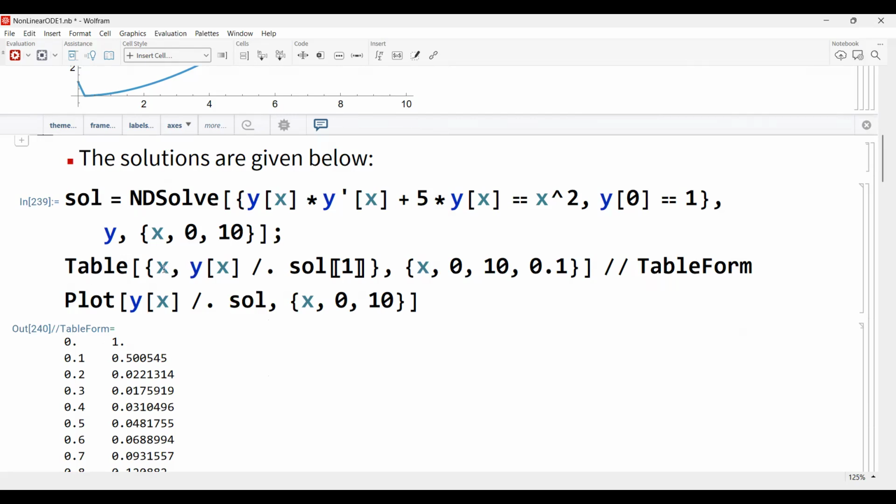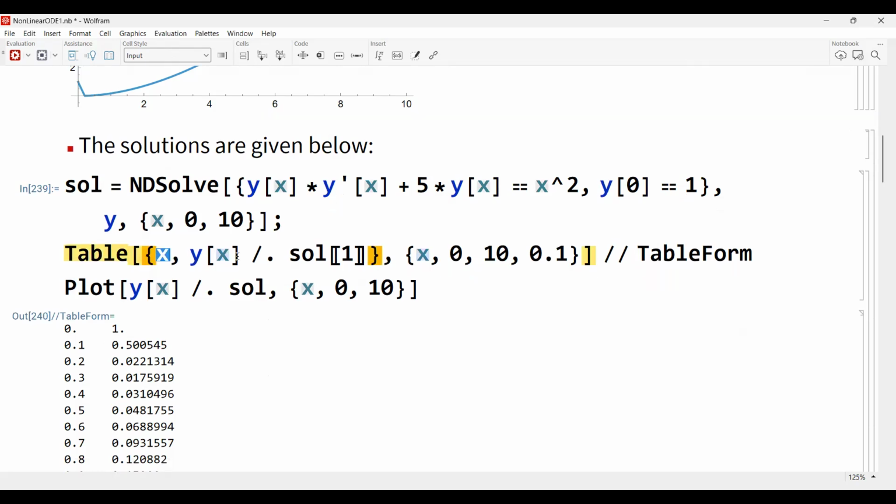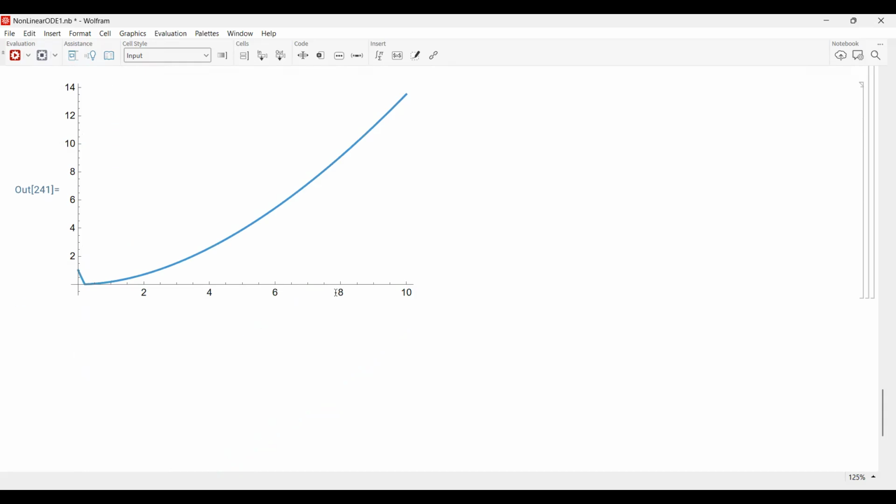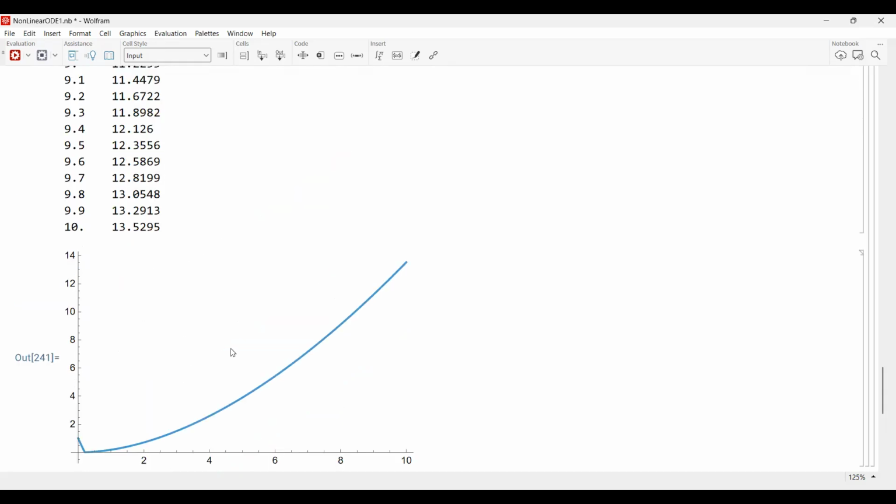Then for our table, let us arrange them in a table. So we have the solution here. Now we have the first value of y equal to 1, then x from 0 to 10. We have the step size equal to 0.1 in our table form. So let us plot the y of x using the solutions from x equal to 0 to 10. So we have the plot of all the solutions, the solution of y here.